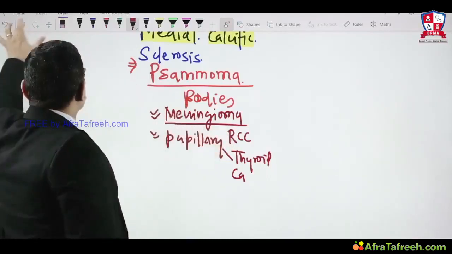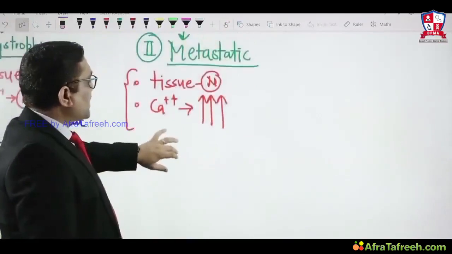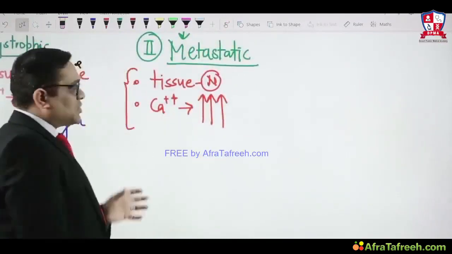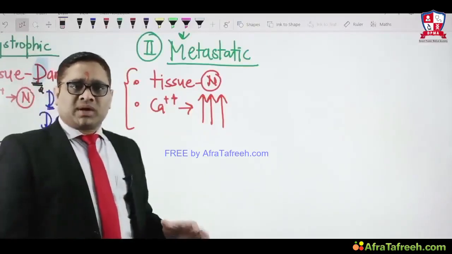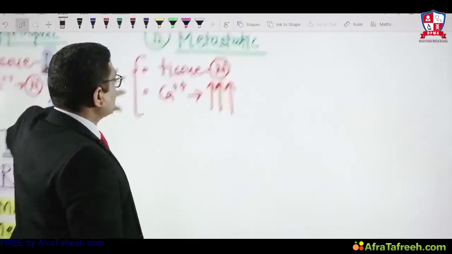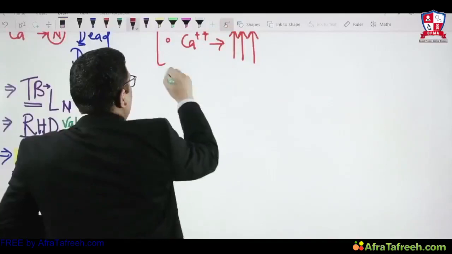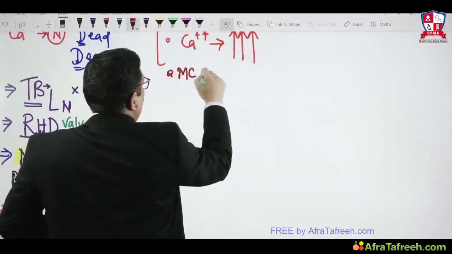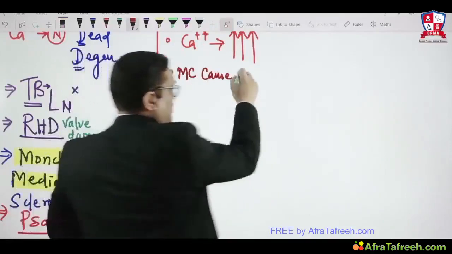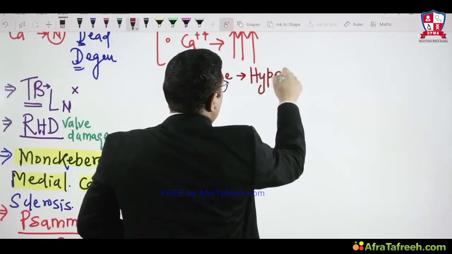Metastatic calcification, as we have discussed earlier: tissue will be normal, calcium level will be elevated. The question that comes to mind is, what is the most common cause of metastatic calcification? This was a DNB question in a previous year. The most common cause of metastatic calcification is hyperparathyroidism.